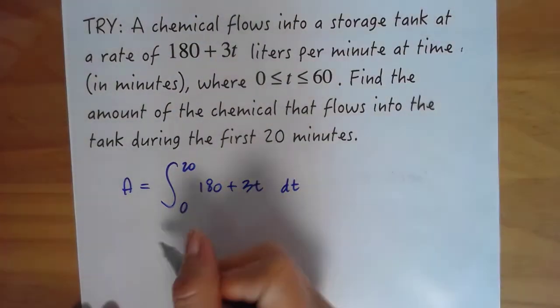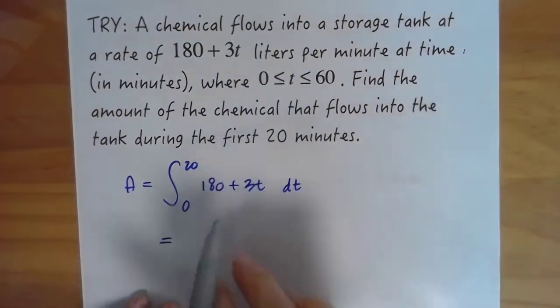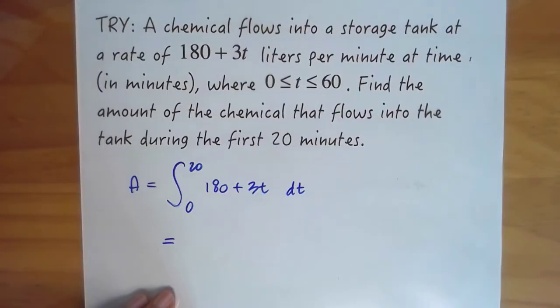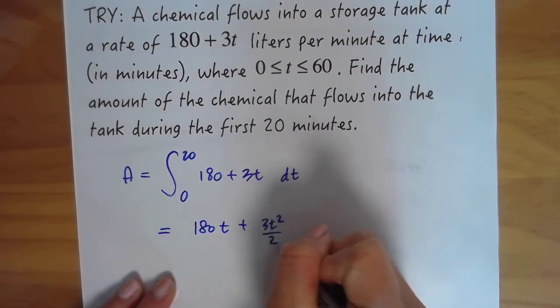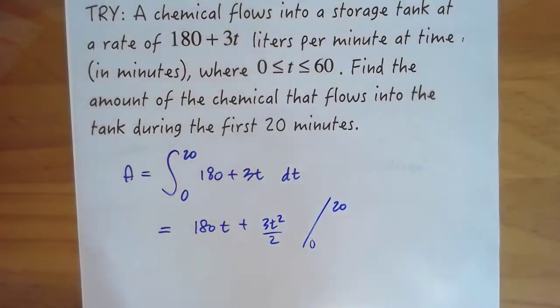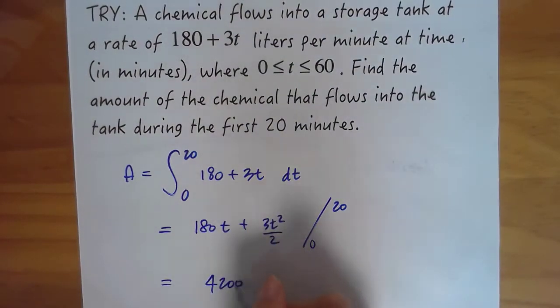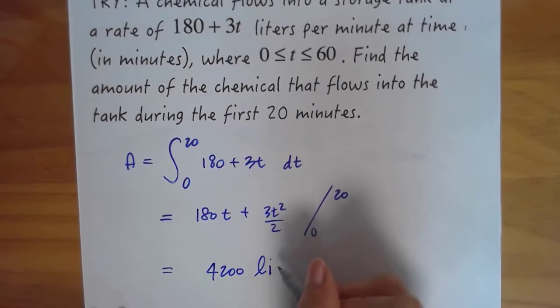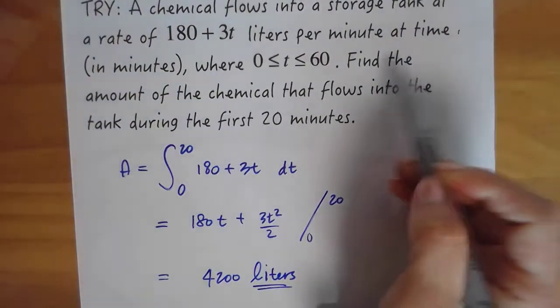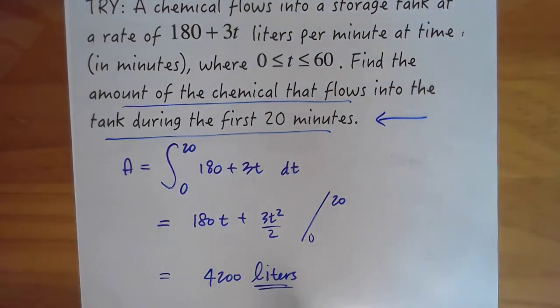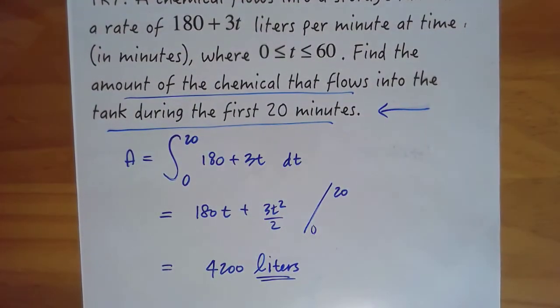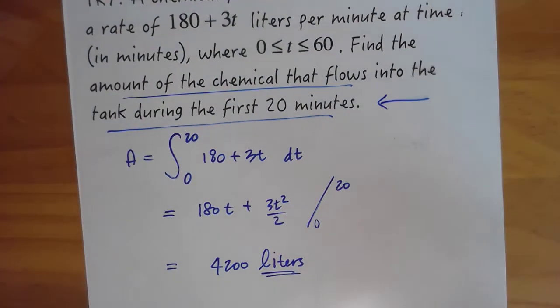Okay? And then when you do that, just knowing these kind of cool techniques, like you can take the integral when you're doing something like this, it's really nice to know. So you get 180t plus 3t squared over 2. You take it from 0 to 20 minutes, and you end up with 4,200 liters. Find the amount of chemical that flows into the tank during the first 20 minutes. That means in the first 20 minutes, 4,200 liters have flowed in, okay? All right, now I'm going to show you some particle moving things, okay?